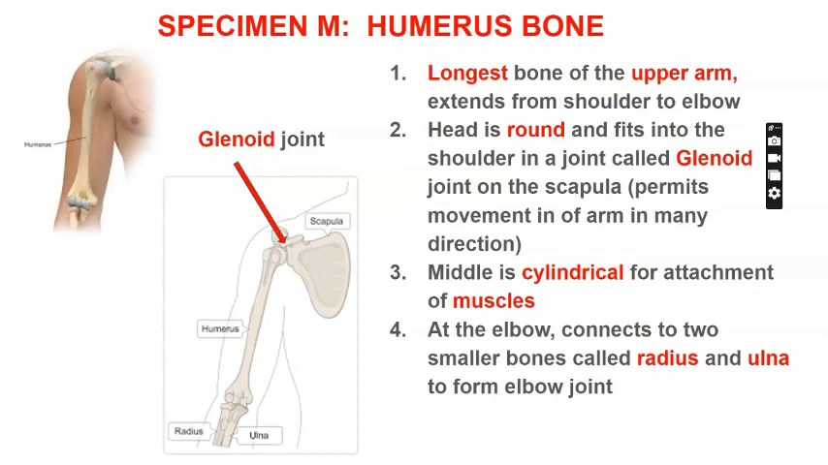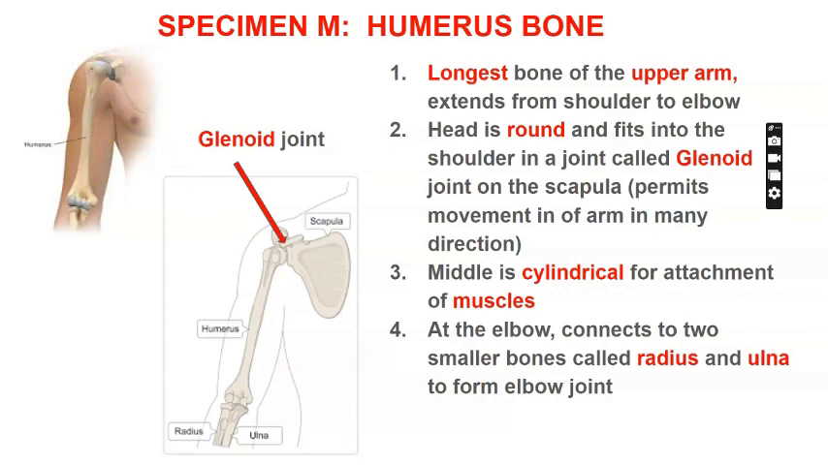Specimen M is the humerus bone. What is this bone exactly? This bone is the longest bone of the upper arm. It extends from the shoulder down to the elbow. Look at it, this is where we have the humerus bone located.